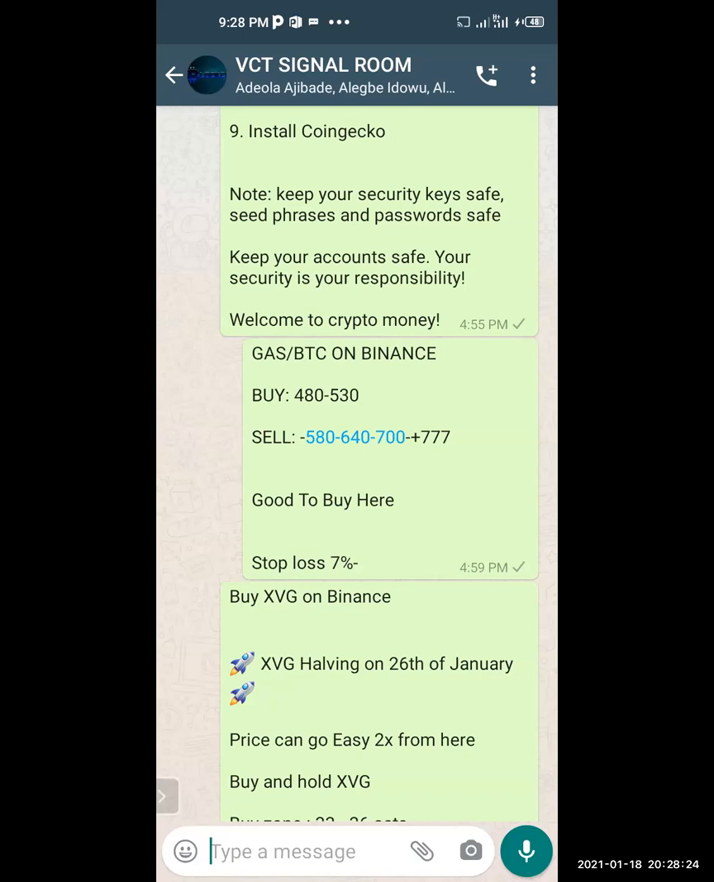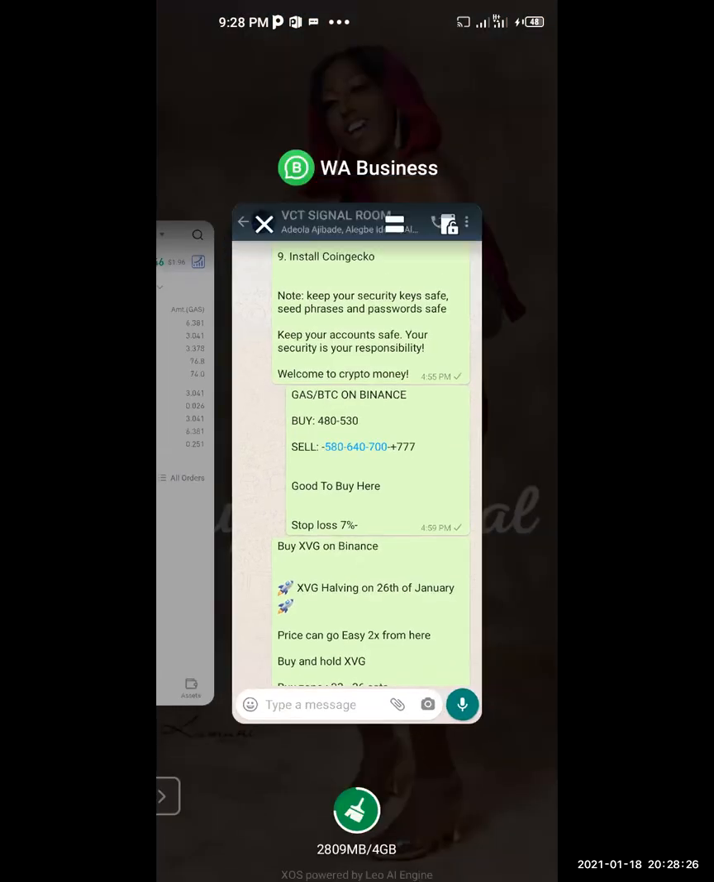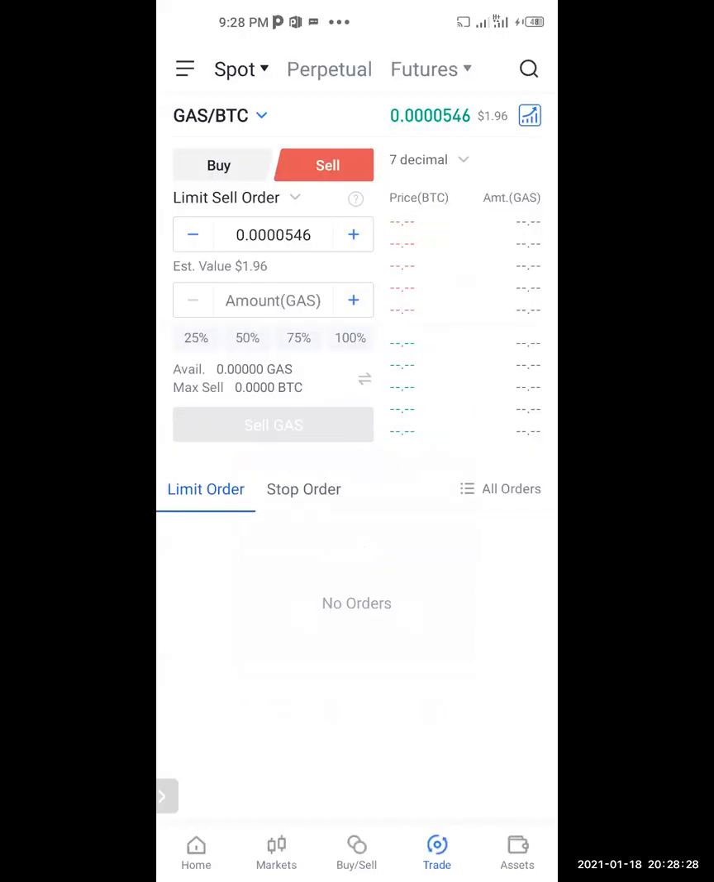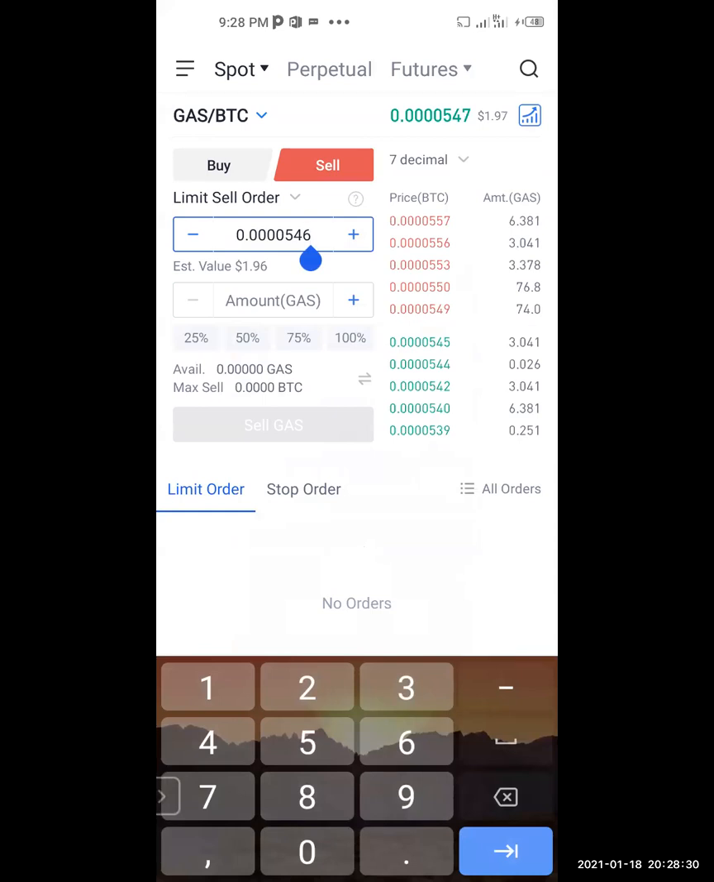So let's just say now your sell target will be 580 if you're going with the first sell target. So you just edit this 546 to 580, you click 100%, and you click sell. As soon as it hits your sell target, it will sell off. That is, you now have your trading funds plus your gain.